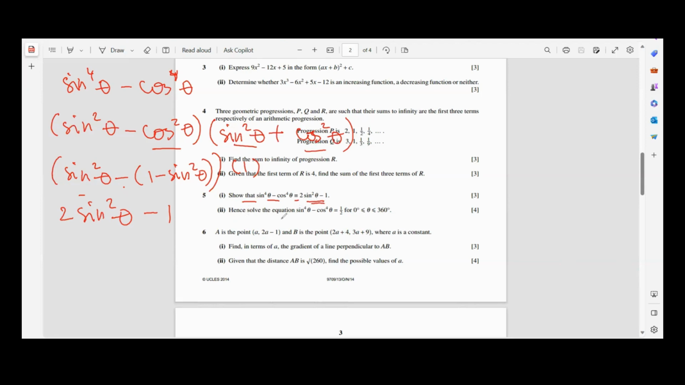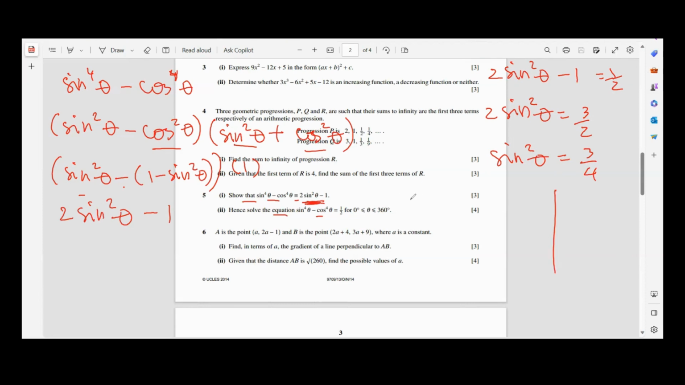And then for the II, solve the equation. Usually the I and II for this equation are related to each other. So I will not start from sine to the power 4 minus cos to the power 4. I will directly change it to 2 sine square minus 1. So 2 sine square theta minus 1 equals half. If I move the minus 1, 2 sine square theta equals 3 over 2. And then I move the 2, so sine square theta equals 3 over 4.